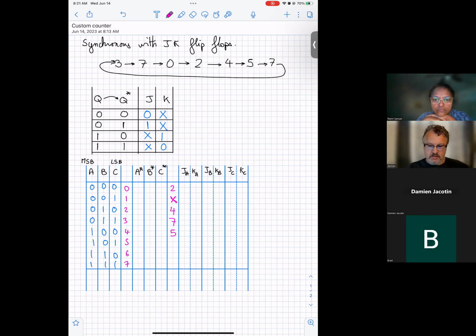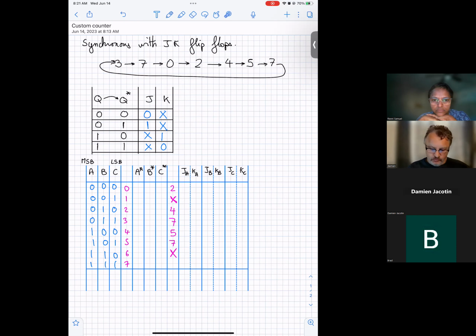Okay. Then we are at 5. After the 5, we're supposed to have a 7 right here. So I'm going to put a 7. Next, we're going to have a 6, but we didn't choose the number 6 in here. So after the 6, basically, we can have anything that we want. So I'm going to put a don't care right here.